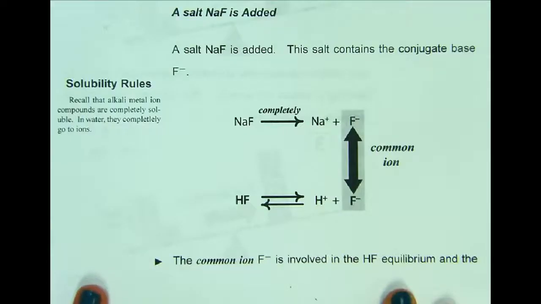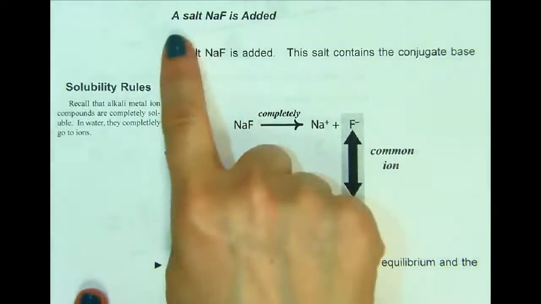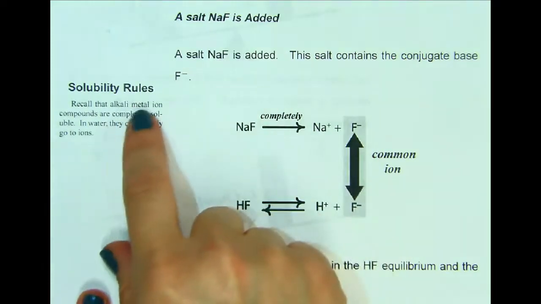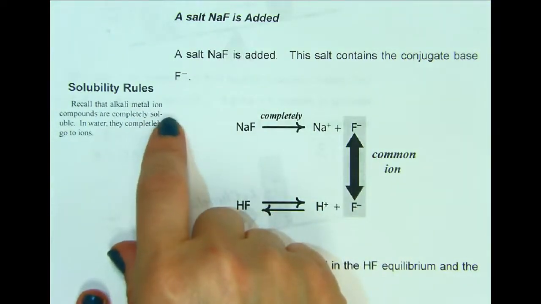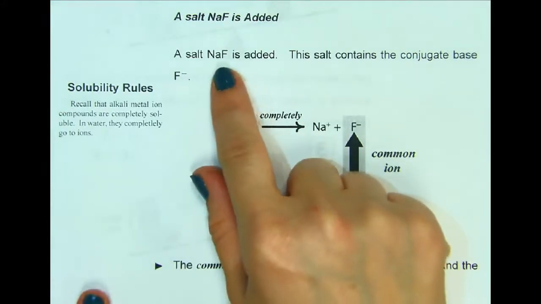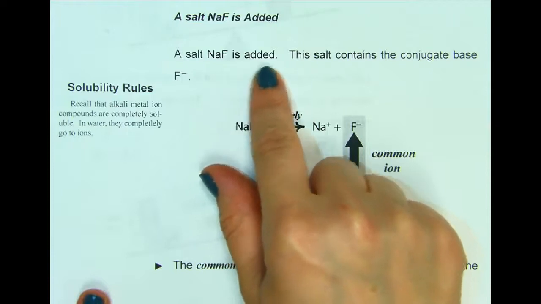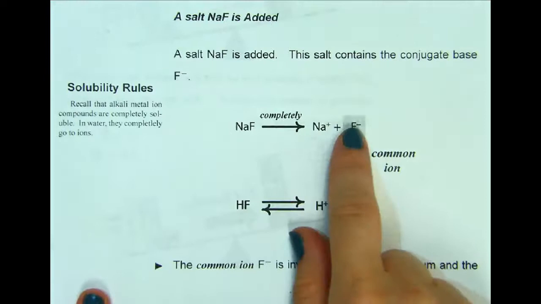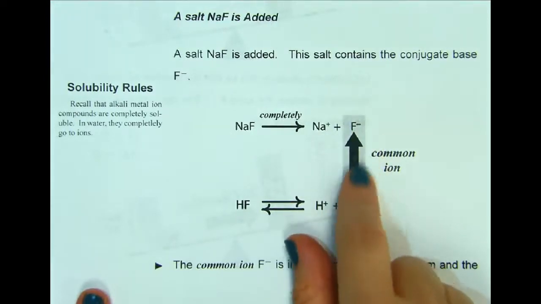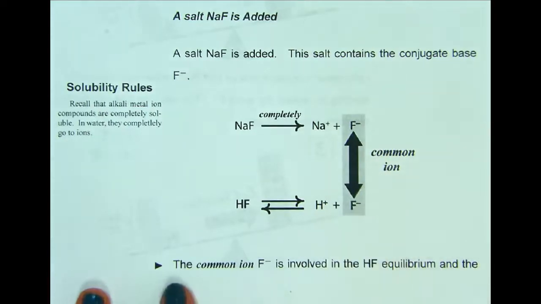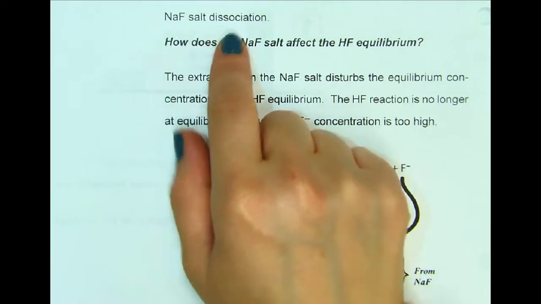Let's see the effect of adding a common ion. A salt, sodium fluoride, is added. Remember your solubility rules: alkali metal ion compounds are completely soluble and they will completely dissociate into their ions. The salt contains the conjugate base fluoride, which has the fluoride ion in common with hydrofluoric acid's equilibrium. So there's your common ion, and it's involved in the HF equilibrium as well as the sodium fluoride salt dissociation.